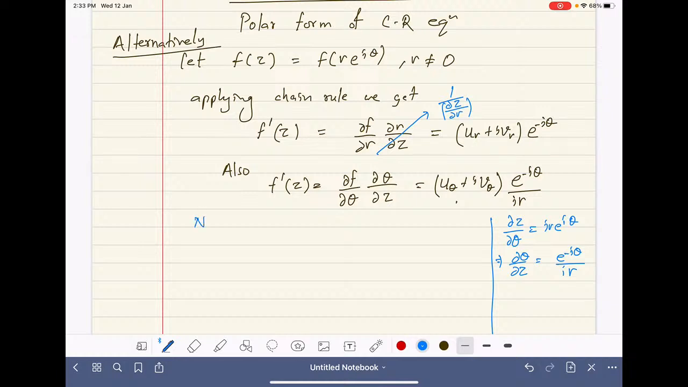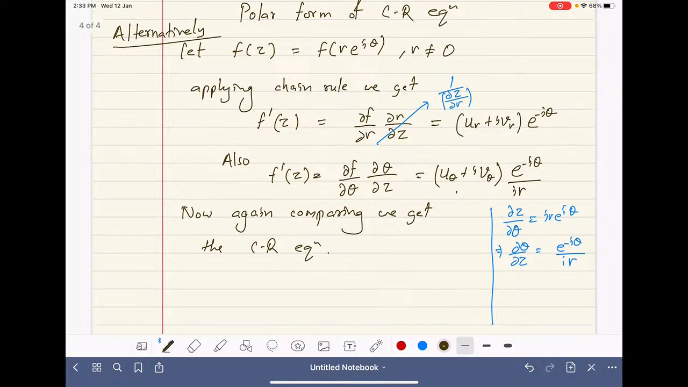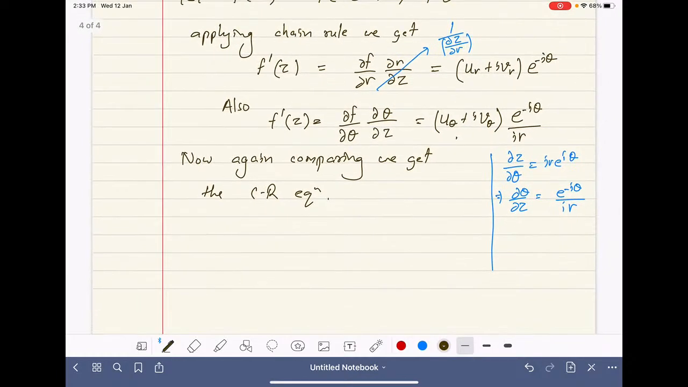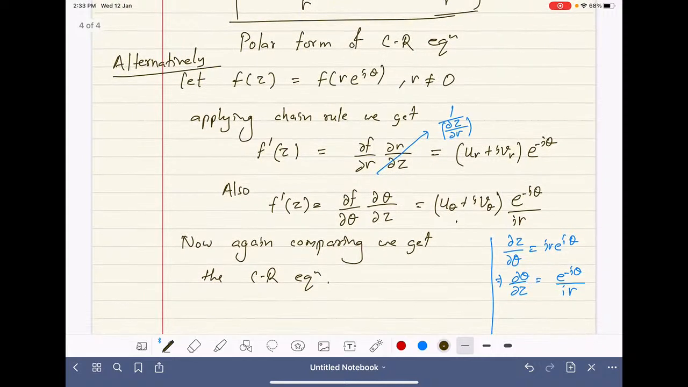Now again comparing, we get the polar equation. Okay, so this is the proof of the polar form of the Cauchy-Riemann equation.